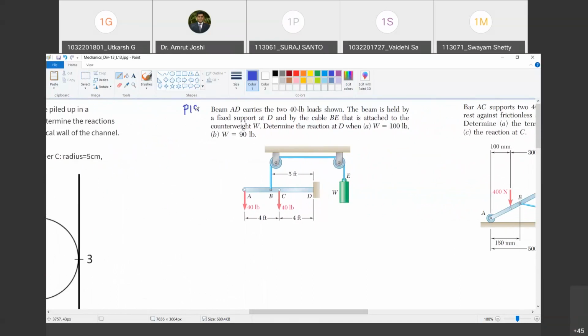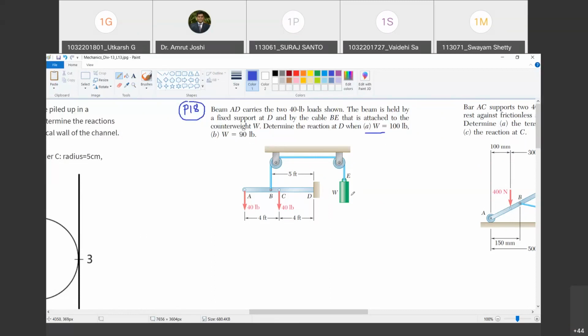So P18. Can you read the problem statement? Yes, sir. A beam AD carries the two 40-pound loads as shown below. The beam is held by a fixed support at D and by the cable BE that is attached to the counterweight W. Determine the reaction at D when (A) W is 100 pounds and (B) when W is 90 pounds. So what are the two conditions given? Part A, when W is 100 pounds, and part B, W is 90 pounds.